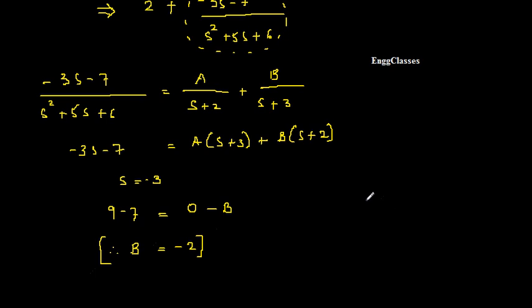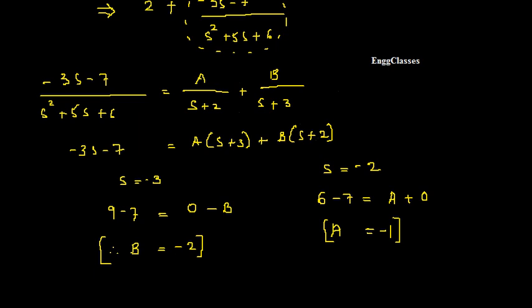Similarly, I need to find the value for a. For that I have to put s equal to minus 2. If I put s equal to minus 2, minus 3 into minus 2 turns out to be 6, minus 7 equal to the first term. Here s equal to minus 2, 3 minus 2 is nothing but 1, so I am going to get a, plus this term is 0. Therefore I would get a is equal to minus 1. Is that okay? So ultimately I would get a is equal to minus 1.